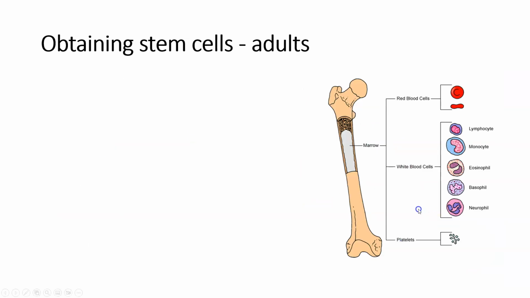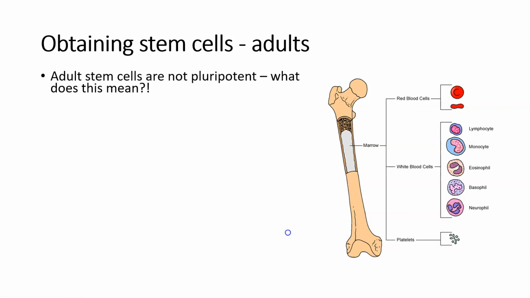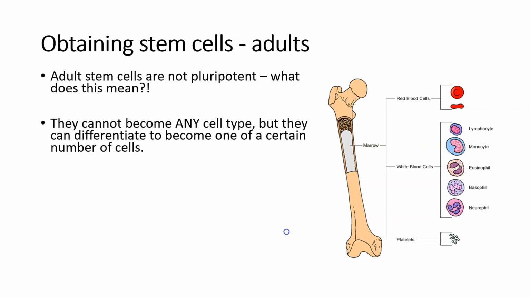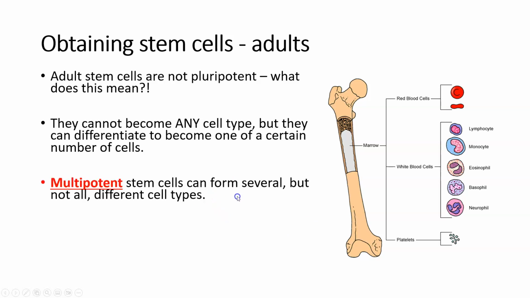So if we obtain stem cells from adults, this is more common, and that's a therapy that we accept as being used right now. So these stem cells are not pluripotent. These stem cells cannot become any other cell type, but only a limited range. So these are multipotent stem cells.